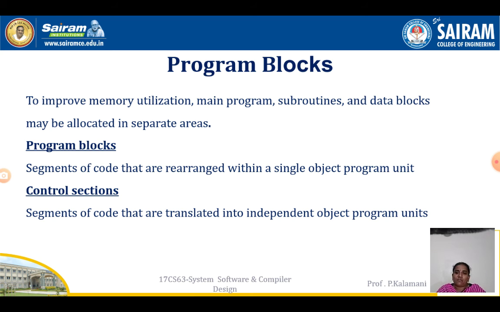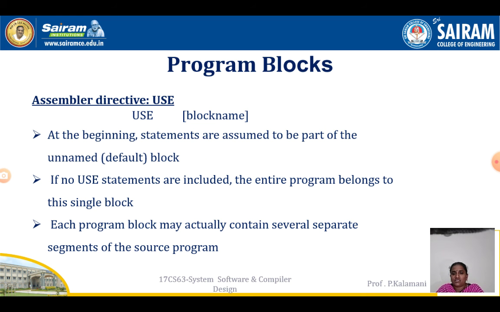Next we will see program blocks. To improve memory utilization, the main program, subroutines and data blocks may be collected in separate areas. First we will see what is meant by a program block: segments of code that are arranged within a single program unit. Control sections mean segments of code that are translated into independent object program units. This is the difference between program blocks and control sections.